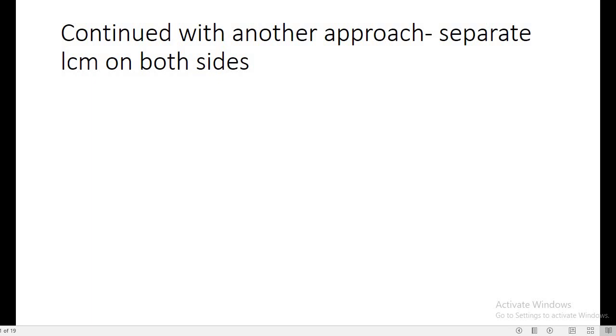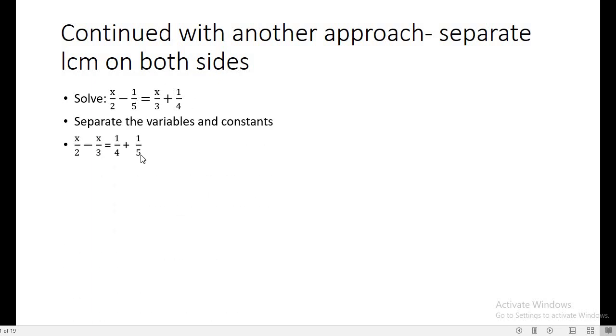Continuing with another approach, that is, separate LCM on both sides. So here we need not take the LCM directly. First we separate variables and constants and then take LCMs on each side individually. So we can try a different approach: first bringing all x on one side, all constants on the other side, and then taking the LCM on each side.